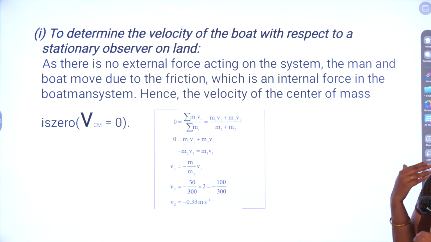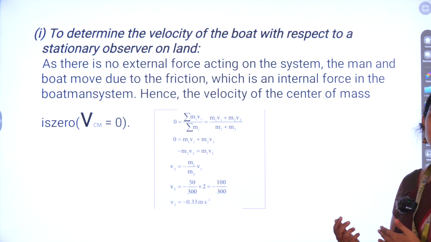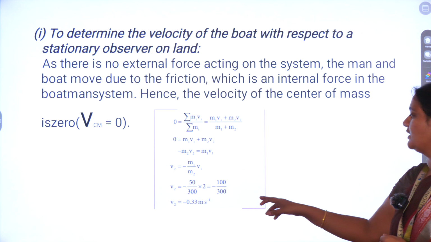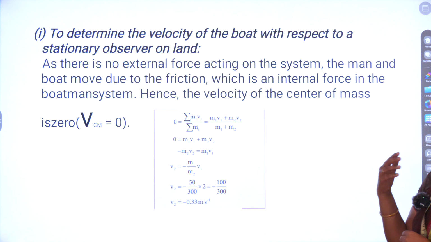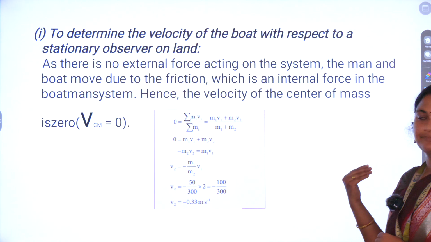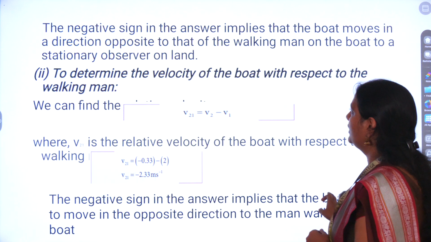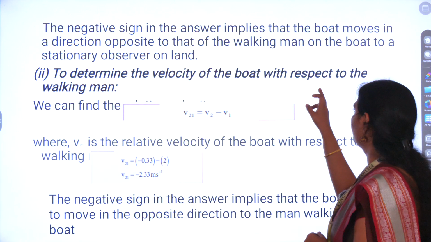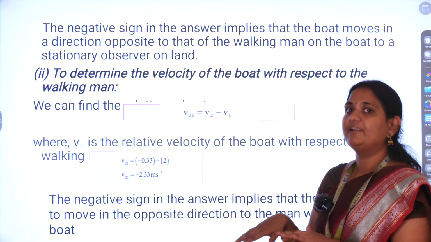Understand, the person is traveling on the boat. The observer on the land is watching this motion. According to him, the velocity of the boat is in the negative direction, that means it moves in the opposite direction to the person. Okay. Next condition, you are going to determine the velocity of the boat with respect to the walking man. Who is the walking man? The person who is traveling on the boat.